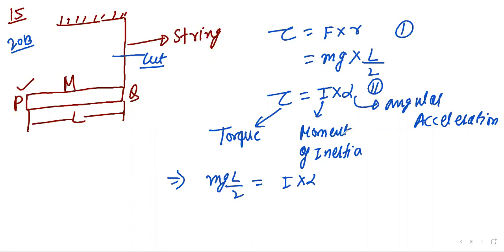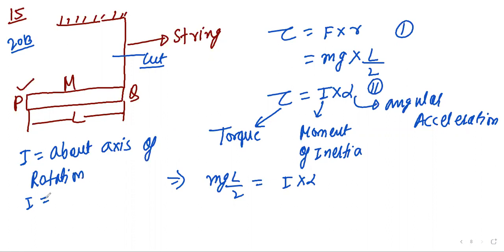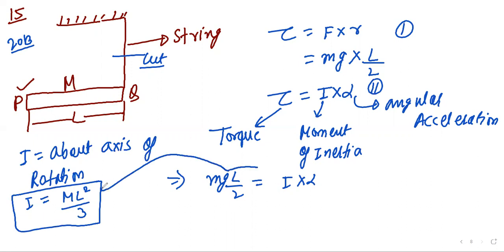Moment of inertia of rod about axis of rotation through L is, what will it be? It will be I equal to m L square upon 3. For the rod, this is the moment of inertia given to it. So put this value here, instead of I. So I will be nothing but m L square upon 3 into alpha is equal to mg L upon 2.